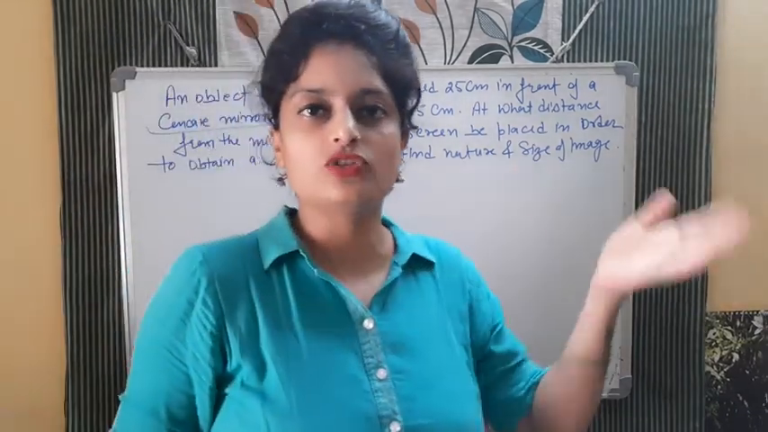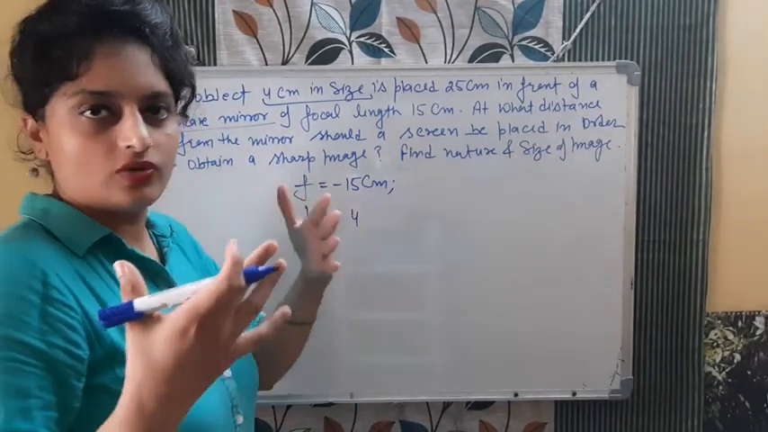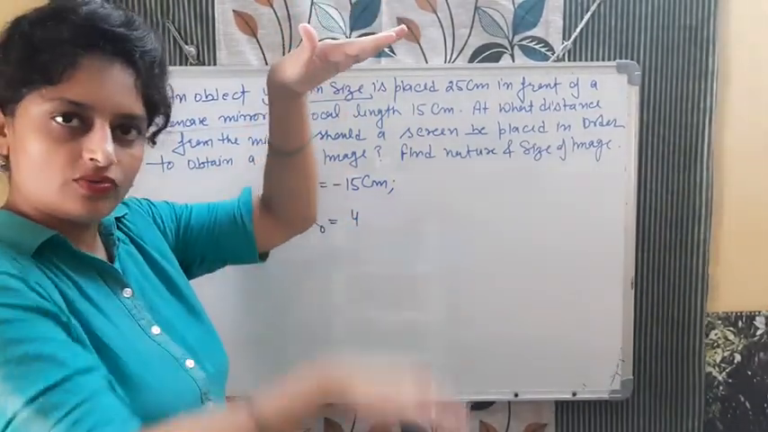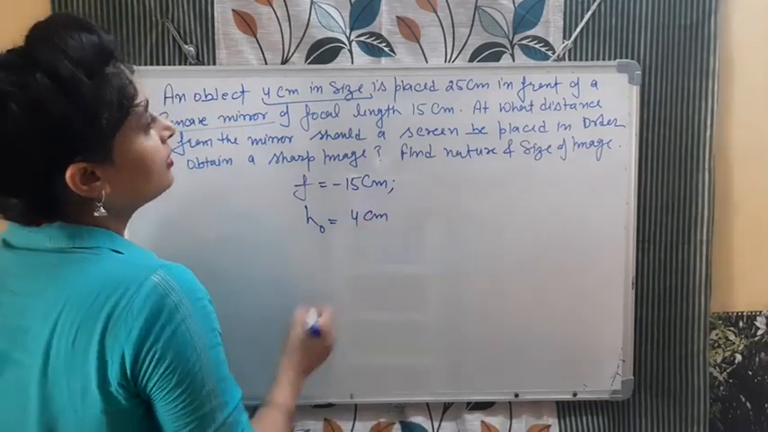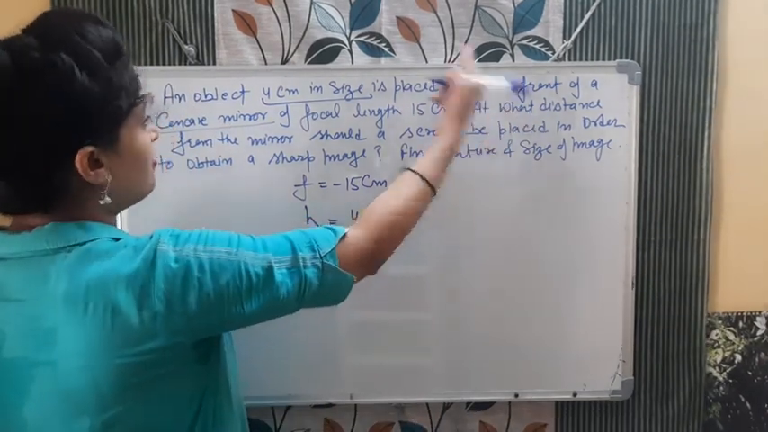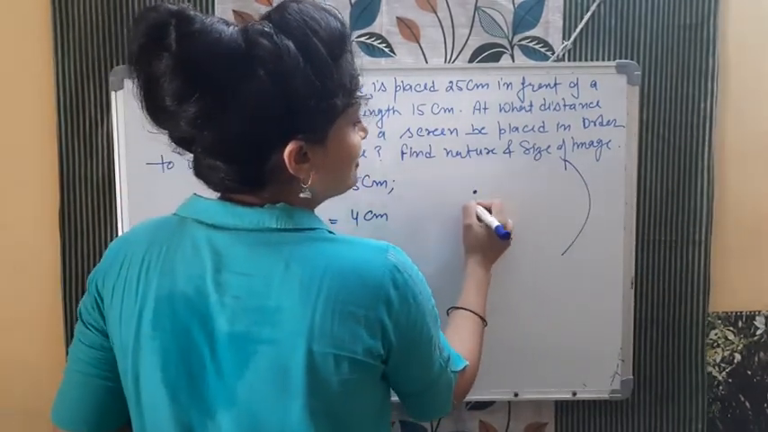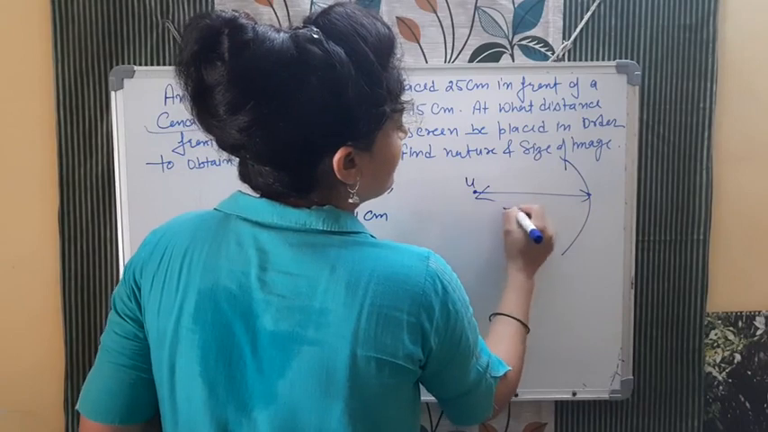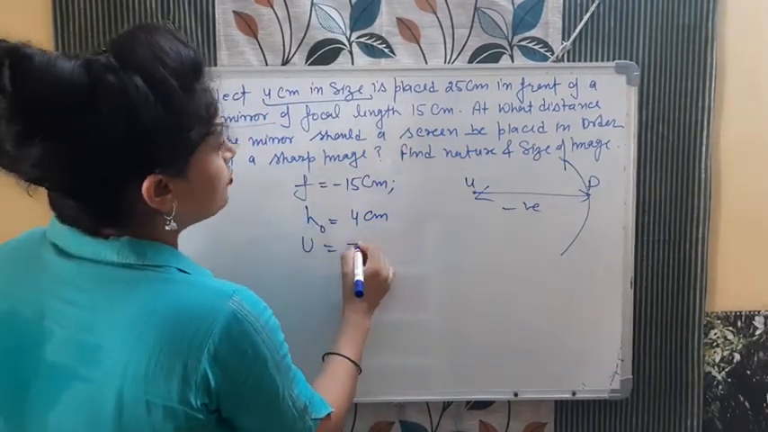Object is always placed on principal axis, above principal axis. So it will be positive, of course. Okay, you know, upward it is positive, downward it is negative. So h o, height of object given 4 centimeter. Placed 25 centimeter in front of the concave mirror. If this is concave mirror, in front of the concave mirror, u is this side, and u is always what? Negative, because from the pole we will measure. So u is what? Minus 25 centimeter.